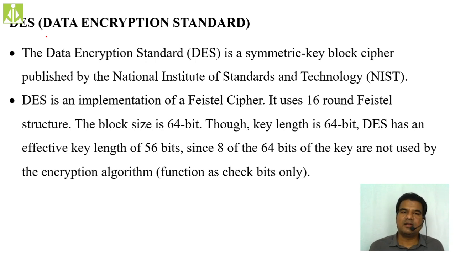They have done it in the US basically, where it is known as NIST, the National Institute of Standards and Technology. They approved this DES in the year 1976, I think. Yes, 1976, and they standardized this algorithm to be used at public level. DES is an implementation of the Feistel cipher. It uses 16 rounds of operations. How many rounds do we have? 16 rounds, and the block size is 64 bits.